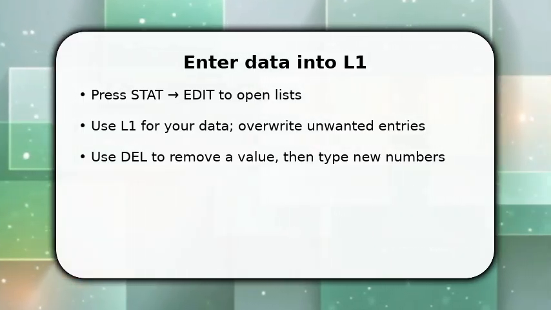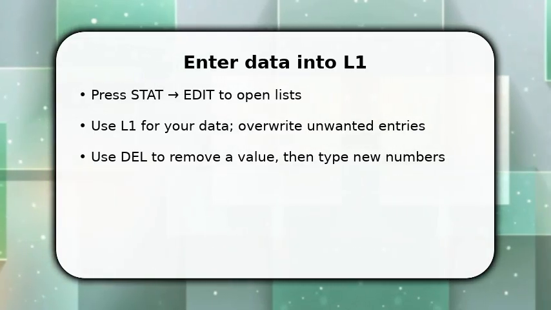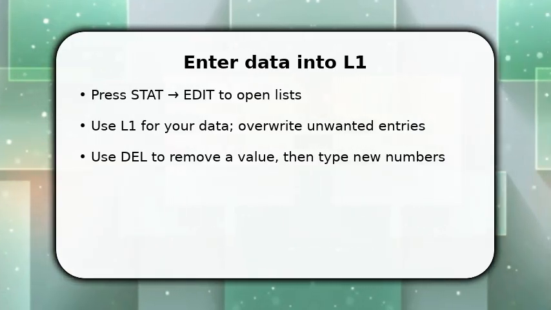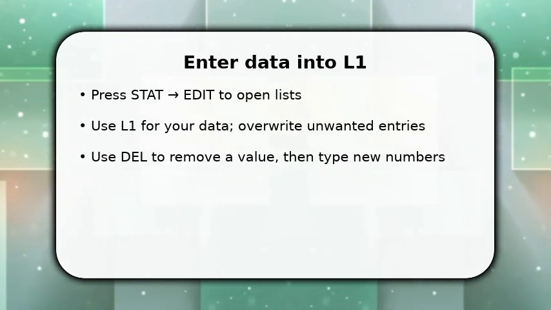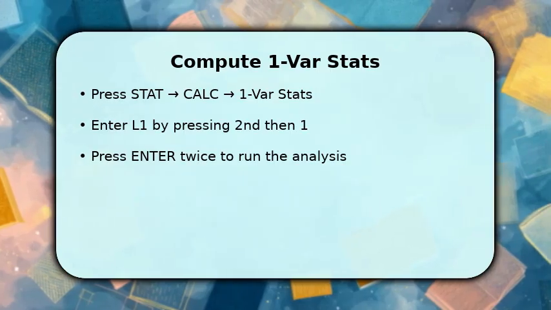Once done entering data, make sure your list has only the values you need. Extra blanks or headers can confuse the calculation that follows. Now you'll run the one-variable statistics routine to get standard deviation. Press Stat, move to Calc, and pick one-var stats.